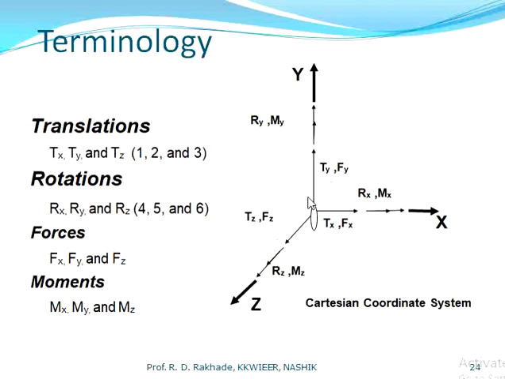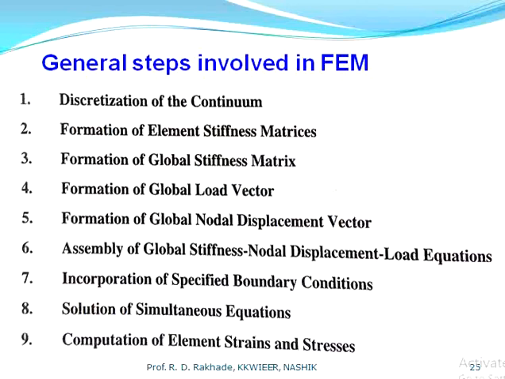So each node has 3 translations in x, y, z, also called linear movement. Then 3 rotations about x, y, z, represented as rx, ry, rz. So there are a total of 6 degrees of freedom. Then f represents forces in x, y, z, and moments are represented by mx, my and mz. So these are the basic terminology used in FEM.